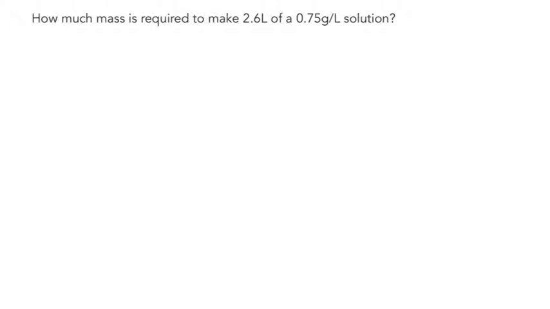Okay, so the question that we have is how much mass is required to make 2.6 liters of a 0.75 gram per liter solution? So same thing, C equals, M equals, and V equals. So we know that we have our two numbers, 2.6 liters and 0.75 grams per liter.